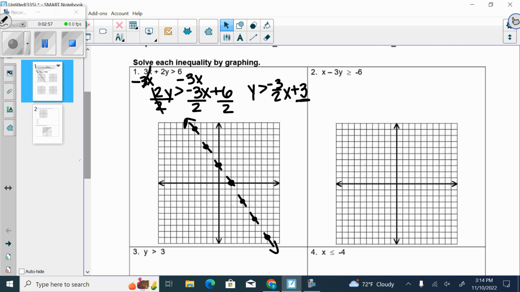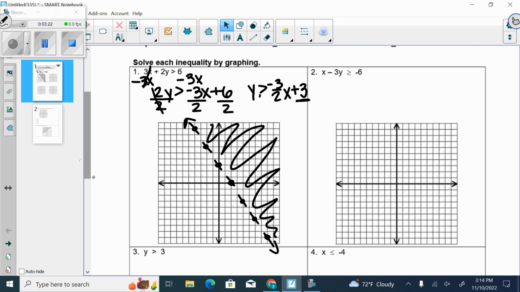And then we ask ourselves, should we shade above or below? Above. It's above, right? This is a greater than symbol right here. So that's step number 3 that you're matching it to. So greater than symbol means to shade above. And above would be up here, right? So everything up here.